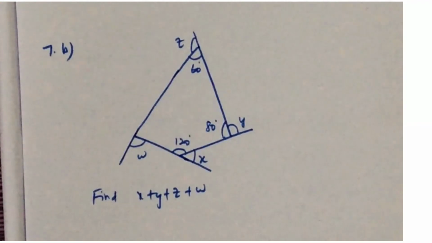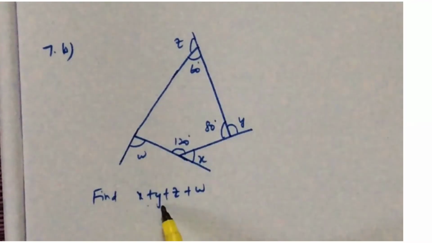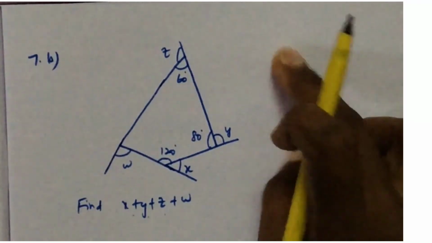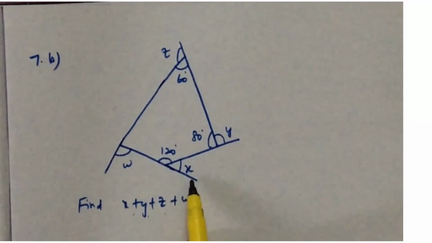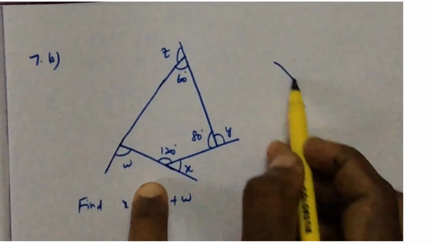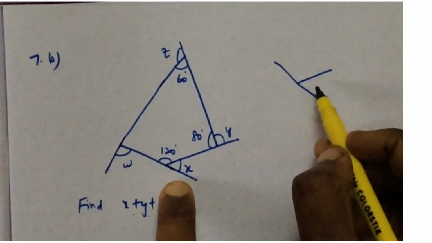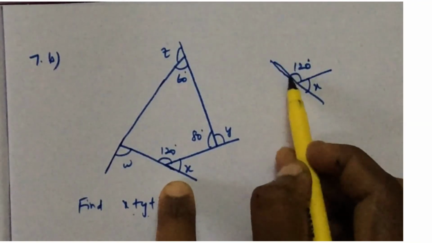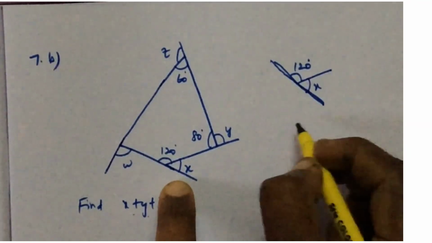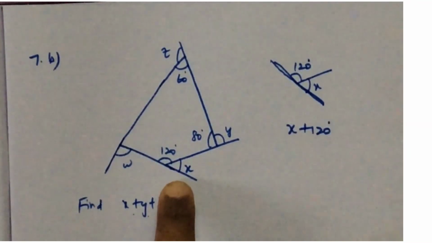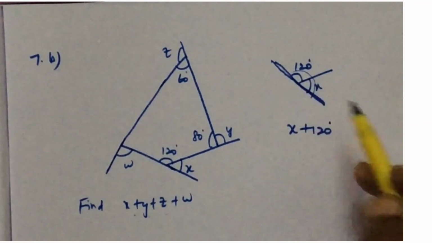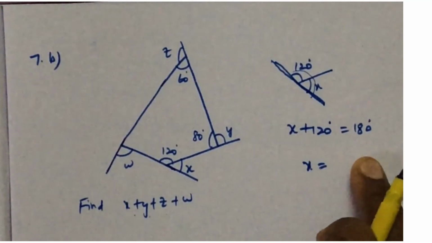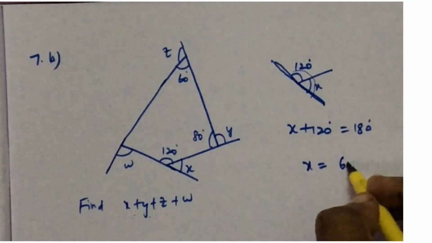The last problem here is to find X plus Y plus Z plus W. You have to add these. First we will find them one by one. Okay, let me start from here. If you can see here, the line is going like this, and here is the line, and this is X, and this is 120. So this is a straight line. The total angle is 180 degrees, which means X plus 120 should give 180 degrees. So X is 180 minus 120, which is 60.